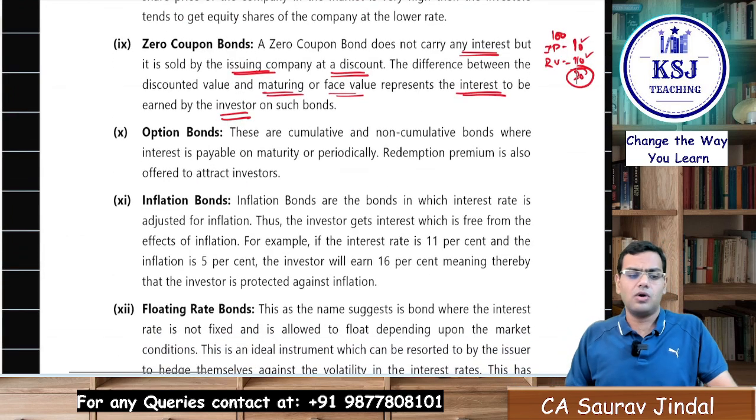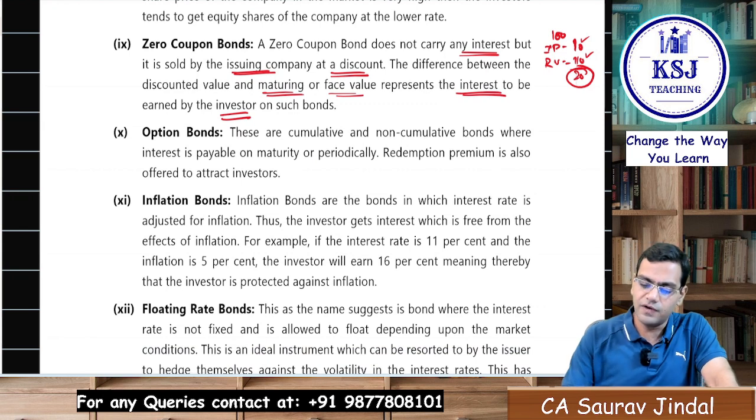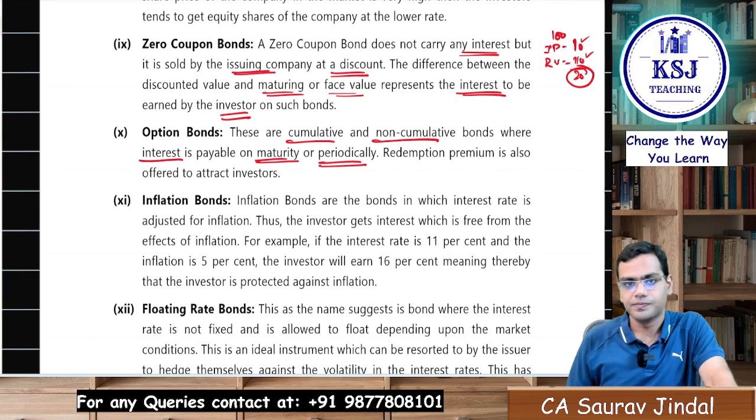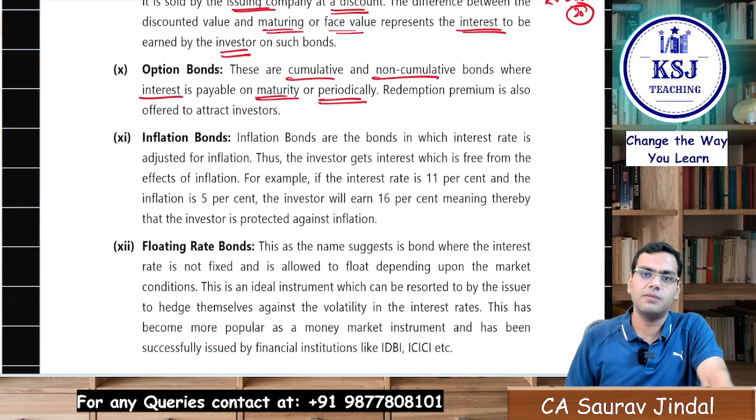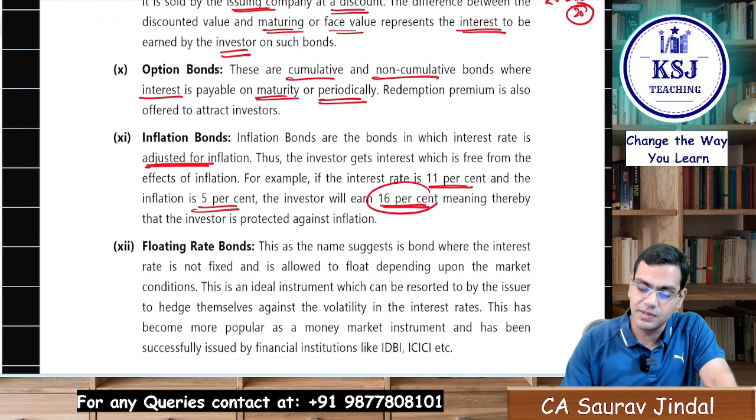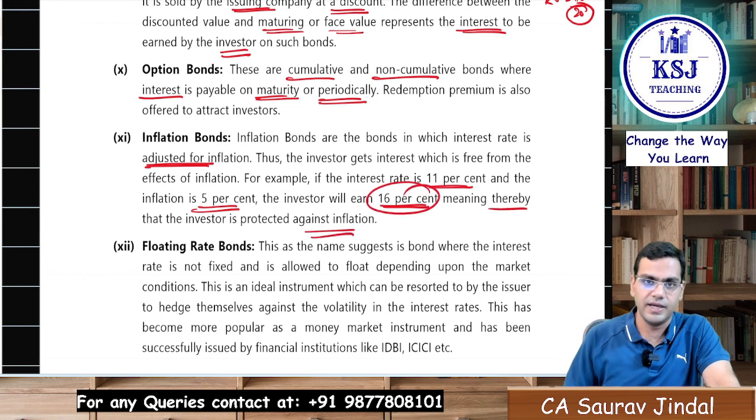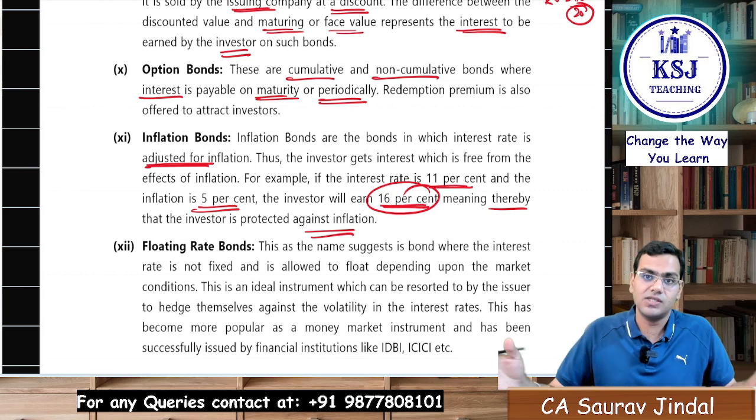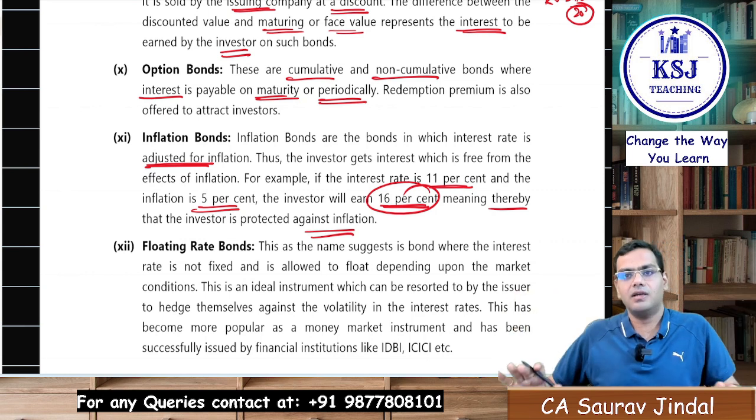Option bonds are where they have the option whether to go for cumulative or non-cumulative bonds, that is, whether the interest is payable on maturity or periodically. That's it. Inflation bonds are bonds which are adjusted for inflation. For example, if the interest rate is 11% and the inflation is 5%, the investor will earn 16%, meaning that he is covered against inflation. So if inflation increases, the interest rate will also increase, so that the investor is protected against higher inflation, since with higher inflation the prices will increase.